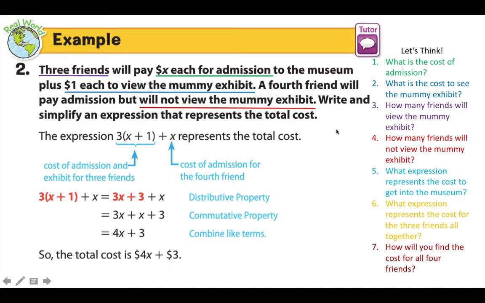That's the 4th friend, so that's 1 person. 1 person will not, 3 people will. All right, what expression represents the cost to get into the museum?